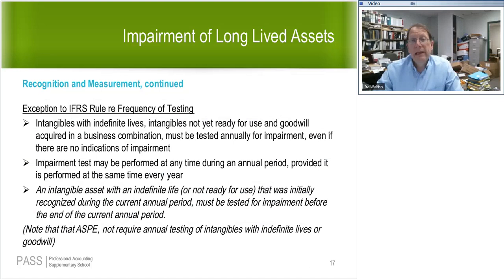Okay. Still on the second issue. Guess what? IFRS has exceptions. You might want to know the exceptions.